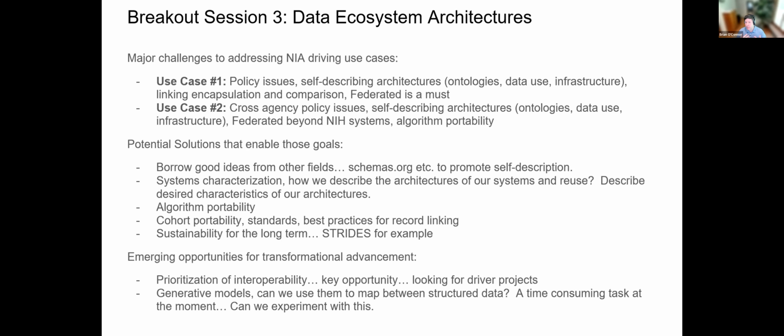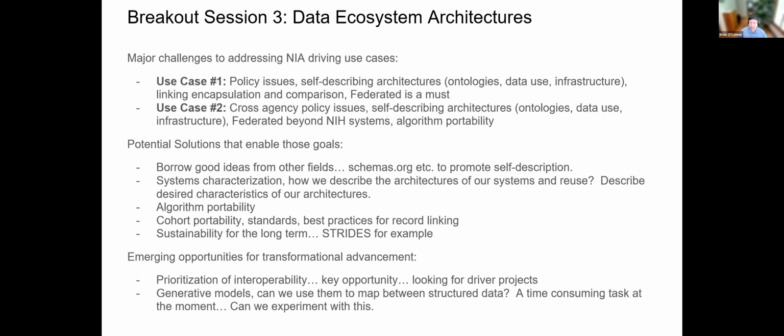And finally, there are many different architectures out there. There are many different systems. Thinking about how these systems evolve and are supported and sustained in the long run was something that, things like STRIDES, for example, are a key part of that. So that was something that the group came up with as well, needing long-term solutions.